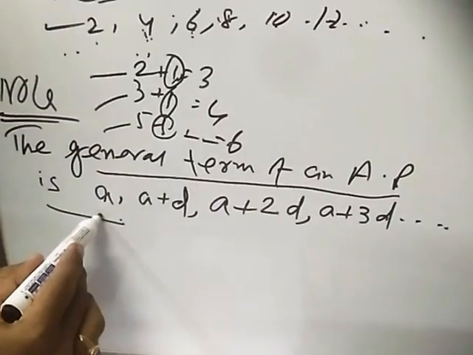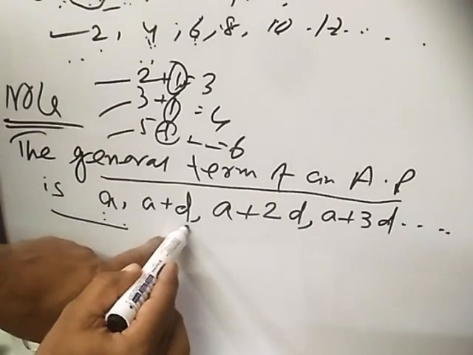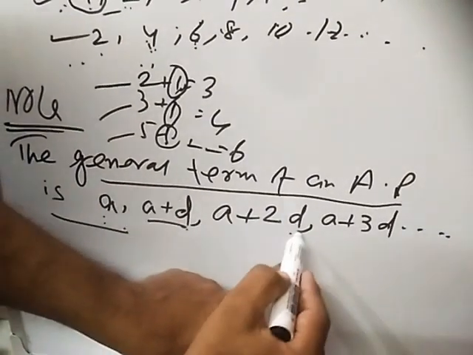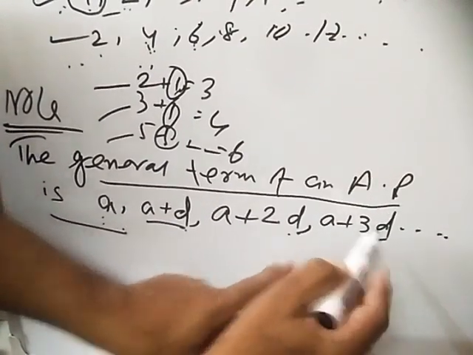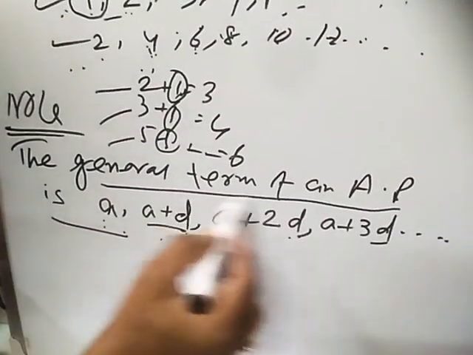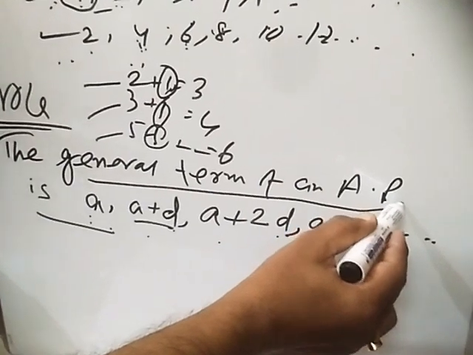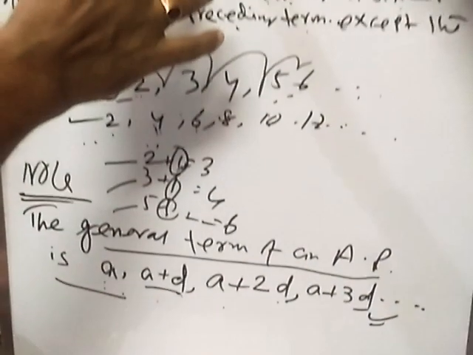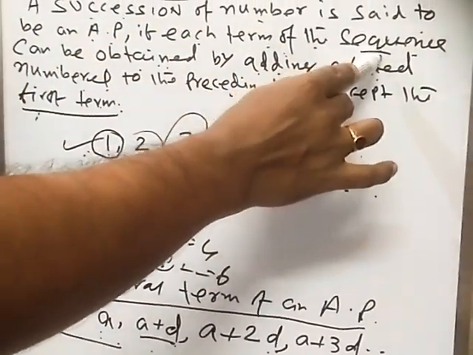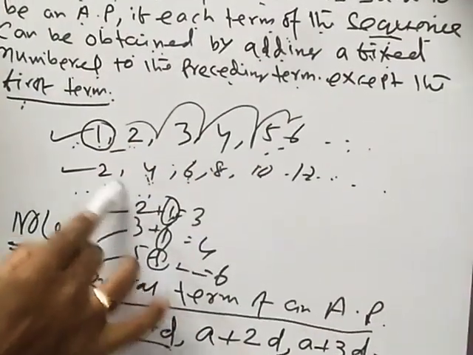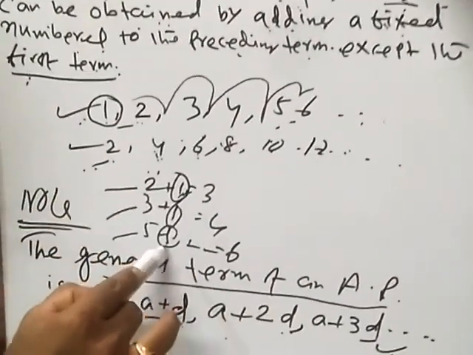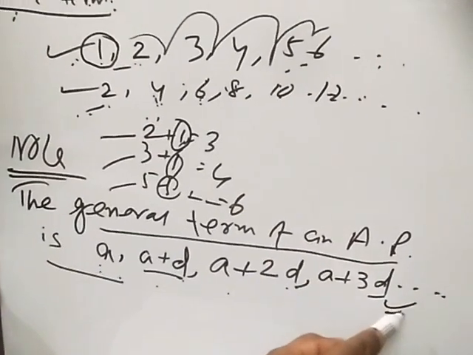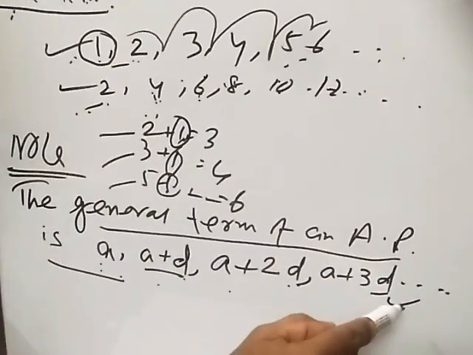This is the first term, then adding d, a plus d. Then again another d, 2d. Then again add another d, so 3d. So the constant term here is d. This is the general term of an AP. Okay? So till this we have learned what is AP, what is a sequence, what is the first number, what is the constant number, and the general term of an AP. Everybody got it? Okay, fine.